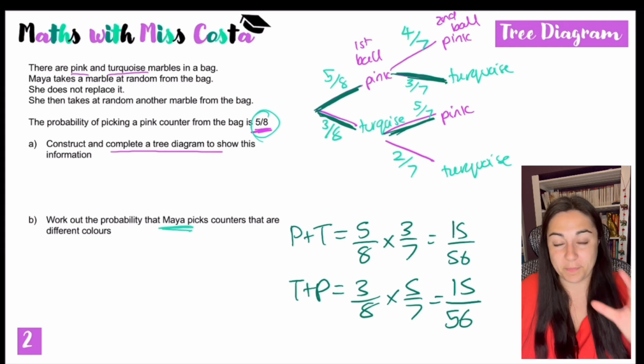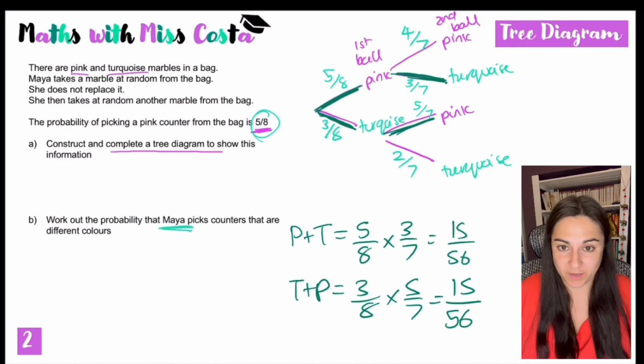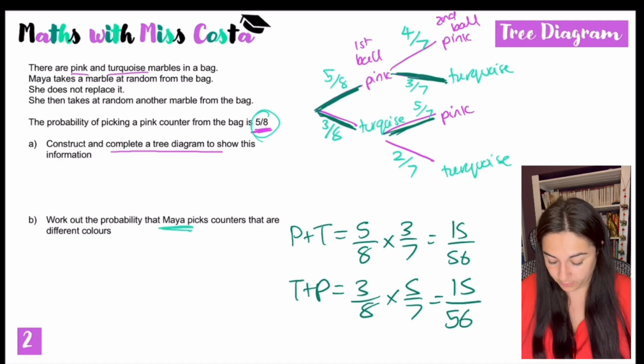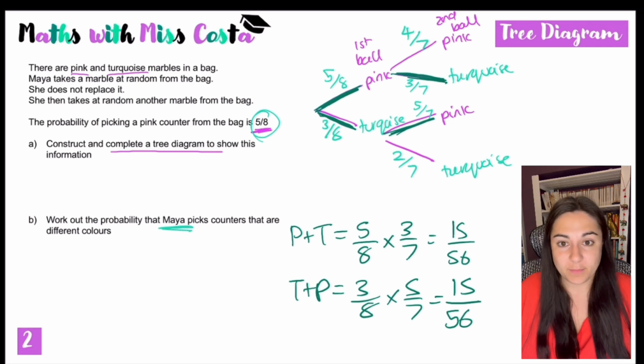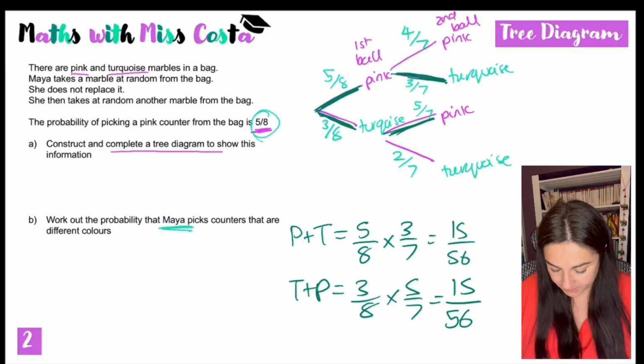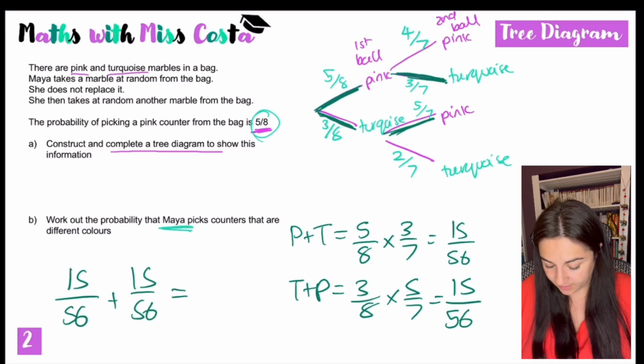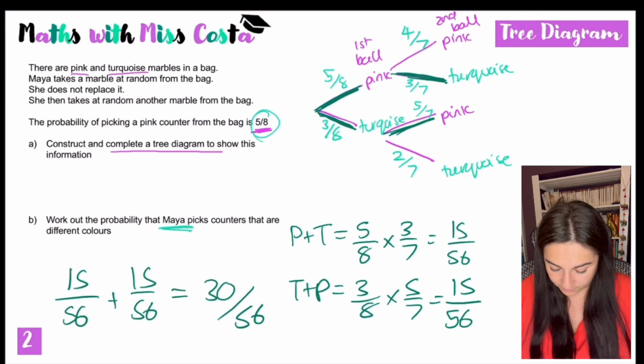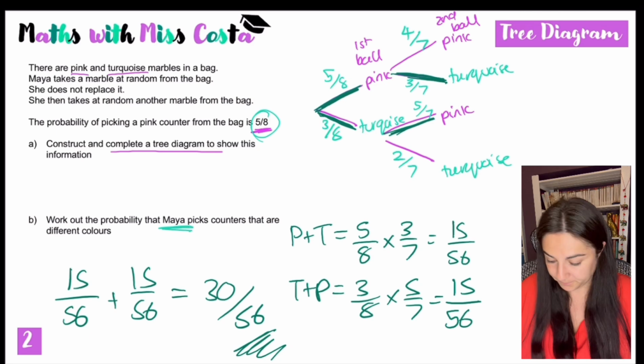So therefore the total probability, remember when you're finding out the probability of something and something else happening, we multiply the probabilities. That's why we multiply along the branches. But if it's the probability of this or that happening, my probability gets larger, so I add them together. So to figure out whether it's that or that, I would add these fractions together, which gives me 30/56. So the probability that she picks counters that are different colours is 30/56.